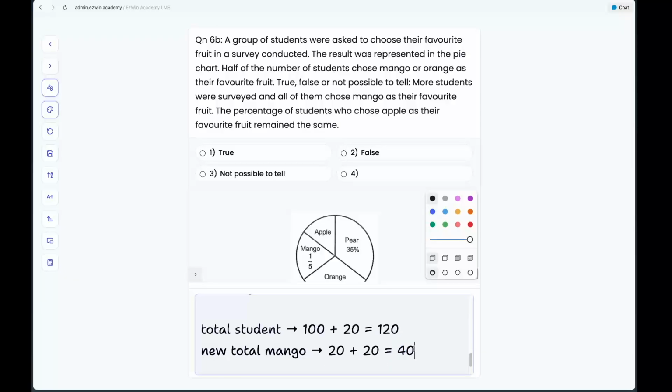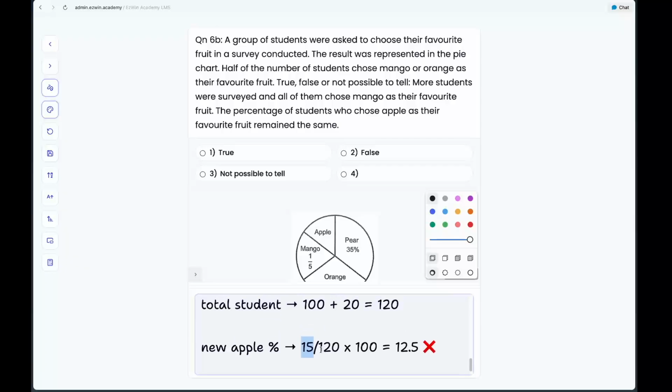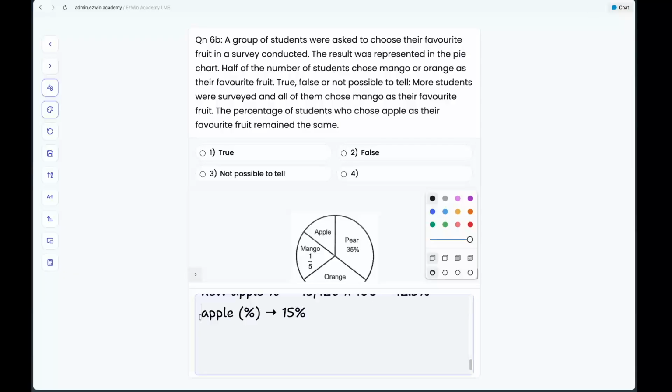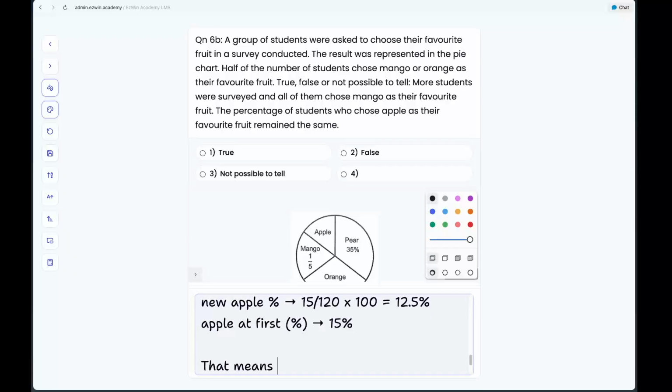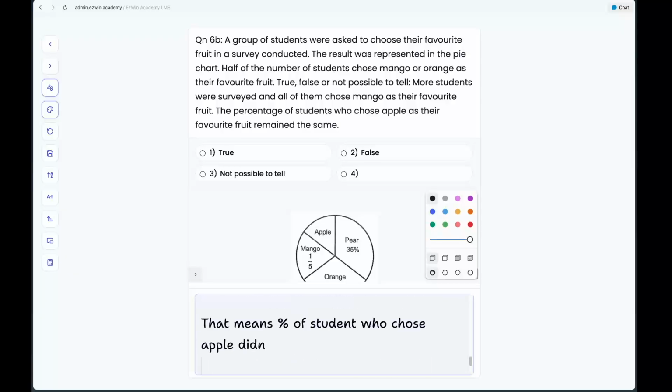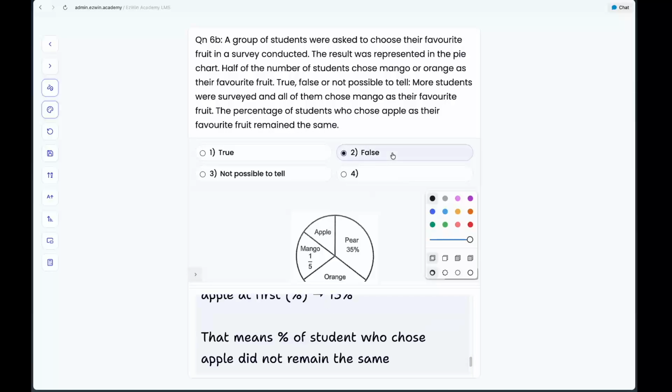But that's not the case, right? What we want to prove is the percentage of apple remained the same. So the new apple percentage is 15 out of the new total of 120 students, times 100, which is 12.5%. And the apple at first is 15%. So the percentage of students who chose apple did not remain the same. Therefore, this is false.